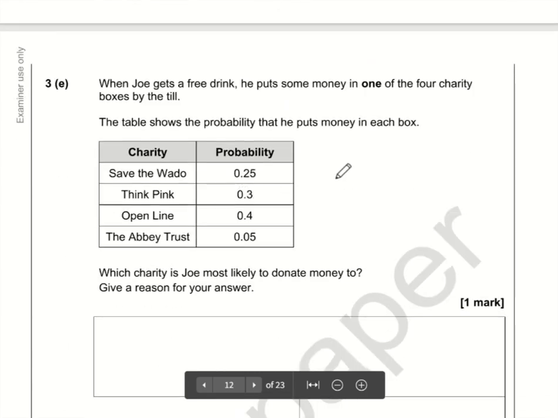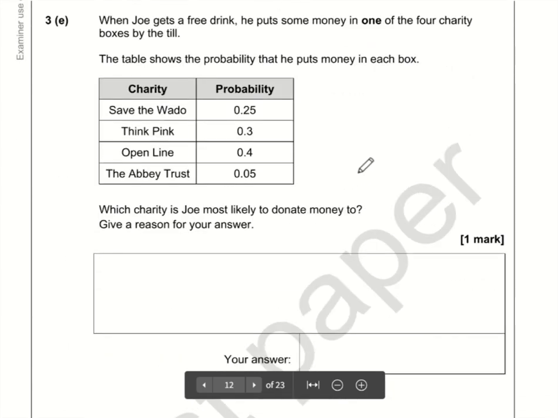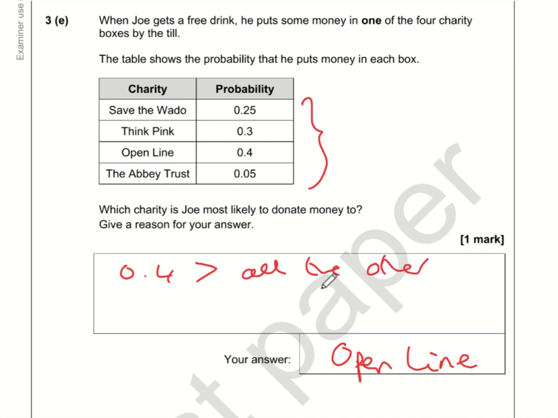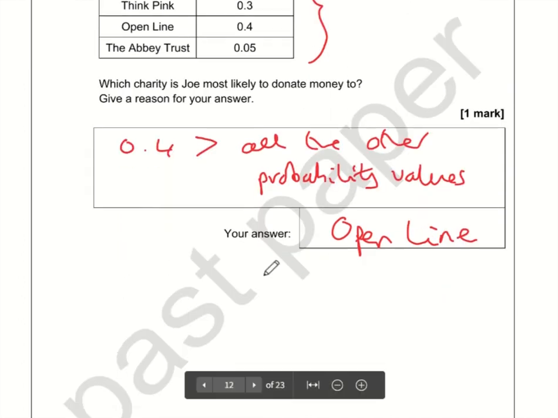Okay, so for part E, which charity is Joe most likely to donate to? So we're looking at the figures here. Which one has got the greatest number? And we can see it's 0.4, so Open Line. Give a reason for your answer. Well, 0.4 is greater than all the other probability values, or words to that effect will be fine.